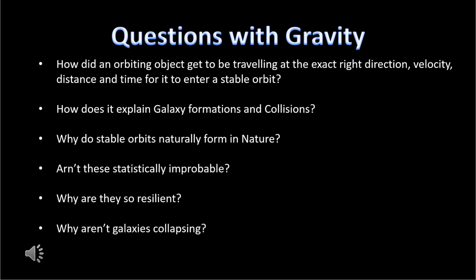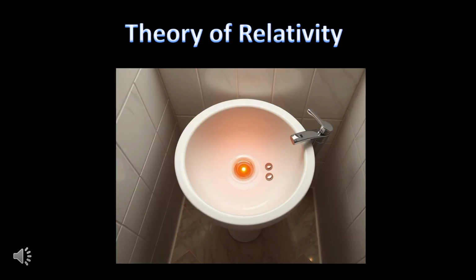This leaves me with these questions. How did an orbiting object get to be traveling at the exact right direction, velocity, and distance at the exact right time for it to enter a stable orbit? How does it explain galaxy formations and collisions? Why do stable orbits naturally form in nature? Aren't these statistically improbable? Why are they so resilient? Using our analogy of the bathroom sink, it is difficult for us to answer these questions.